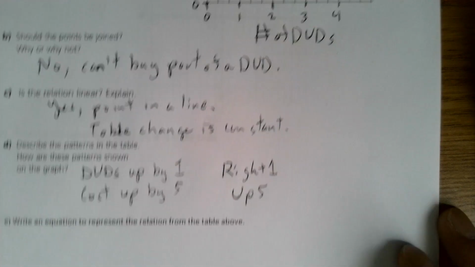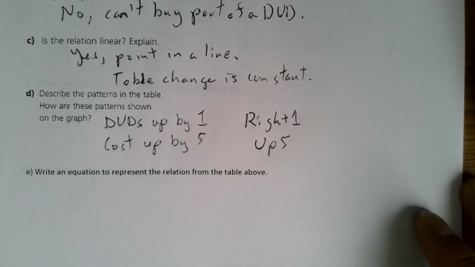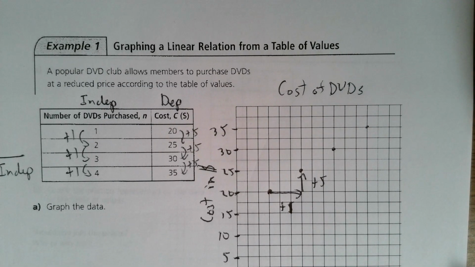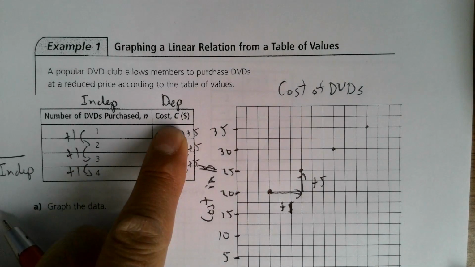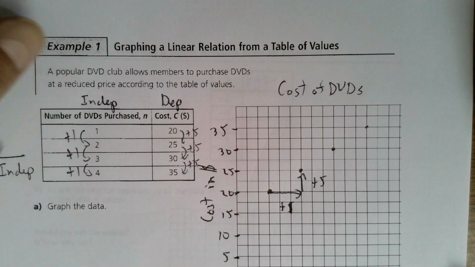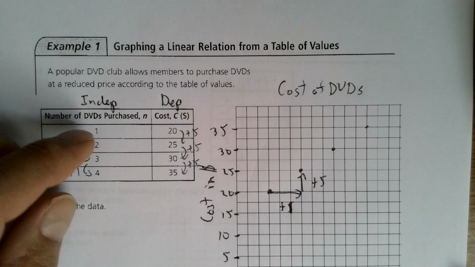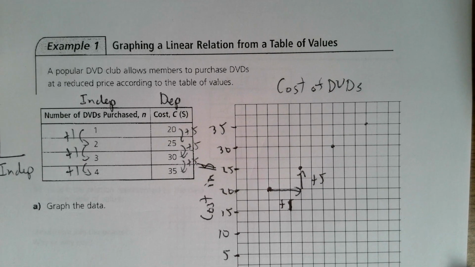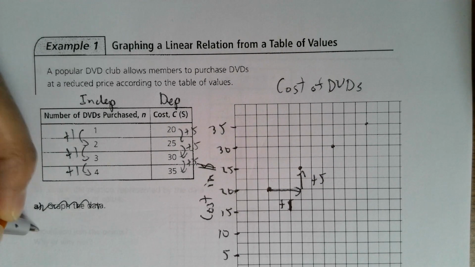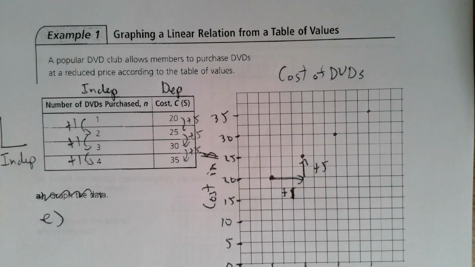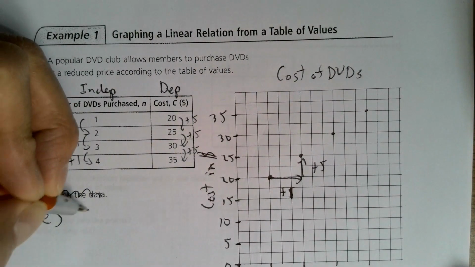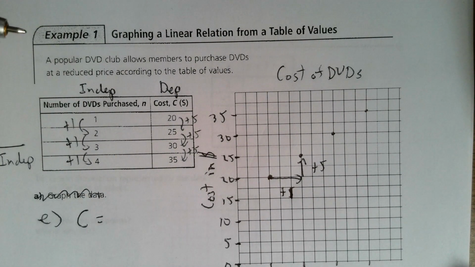Okay, and now they want us to write an equation from the table. And notice on the table, they've already given us variables. They've given us the cost is capital C, and number of DVDs is small n. You remember when we write these equations, it's always dependent variable equals something with the independent variable. And I'm going to scratch out this A here, and I'm just going to do E up here so we can talk about the table and the answer at the same time. So it's going to be the dependent variable C equals, and then something with n.